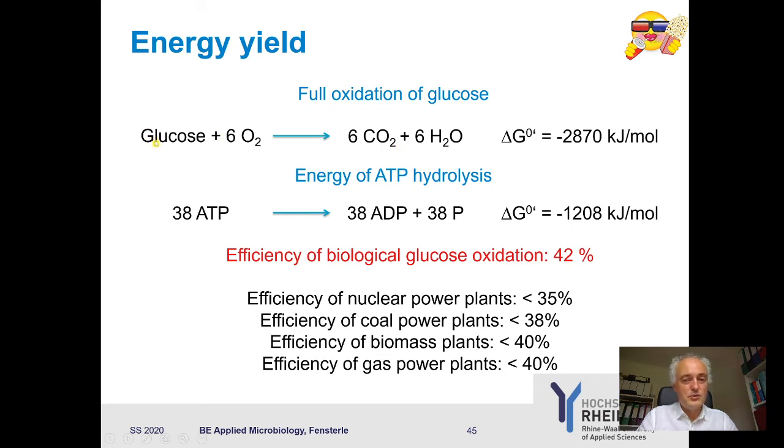So if I burn glucose, you can measure how much energy is in this glucose molecule, and the delta G is minus 2870 kilojoules per mole. And the energy, at the end, is conserved then, transferred onto the ATP, and the energy of hydrolysis of 38 ATP molecules is minus 1208 kilojoules per mole. So this means that the efficiency of this overall process is 42%. And this is better than nuclear power plants, coal power plants, and so on. So this is a very, very good efficiency.